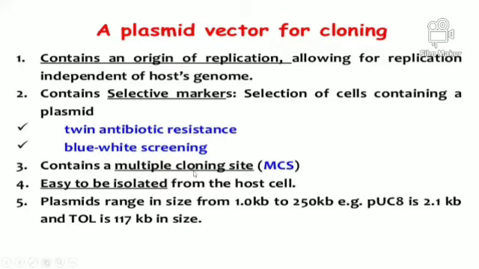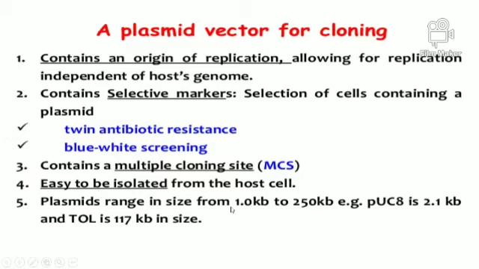It is called the MCS, multiple cloning site. This is asked in MCQs: which vector has a multiple cloning site? The plasmid vector has a multiple cloning site. Then, it is easy to isolate from the host cell. Once it grows inside the host cell, you must isolate it again from the host cell. If the technique is not easy, it is very difficult to isolate from the host cell. But in the case of a plasmid, it is very easy to isolate from the host cell.